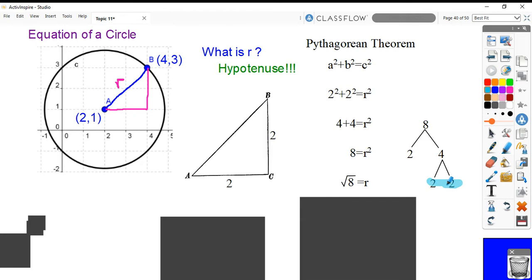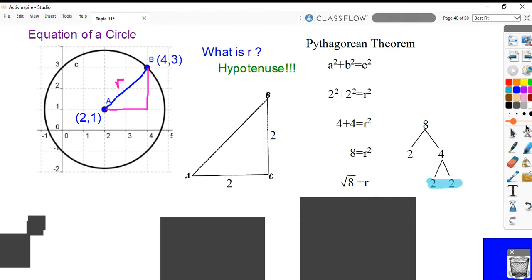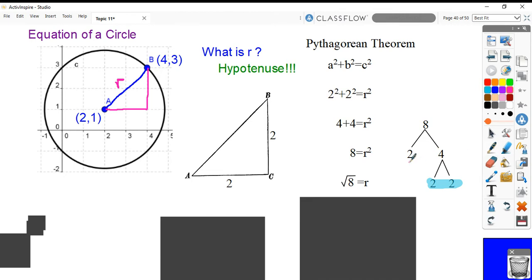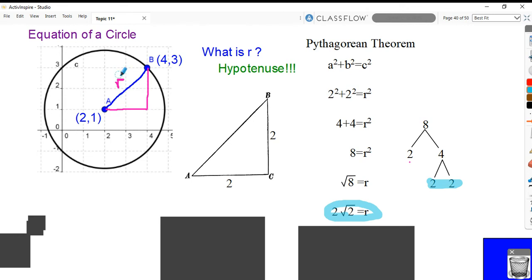I see a pair of 2's right there. So we're going to have a 2 on the outside of the radical. And then over here, we've got one lonely little 2 all by himself. So he's going to be left inside the radical. So 2 square root 2, this number across the bottom, that is the radius of this circle. Okay, it's the radius of this circle, it's the hypotenuse of this triangle.